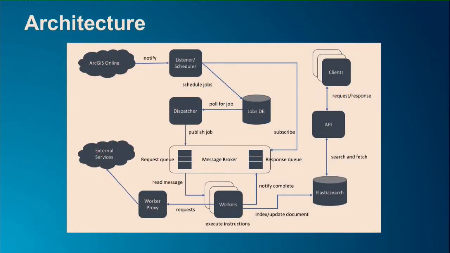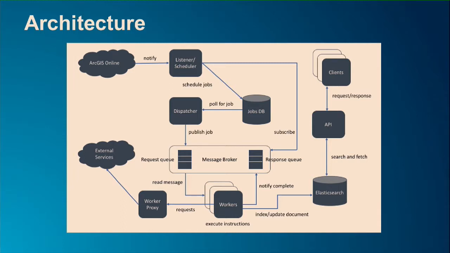This is the basic architecture diagram of our Hub backend system. When an item is created and published in ArcGIS Online, a notification is created which is put onto an Amazon SQS queue. Now all the boxes in this diagram are actually microservices running in their own containers. The listener picks up that notification from the Amazon SQS queue. The message contains an item ID and some metadata about the item.